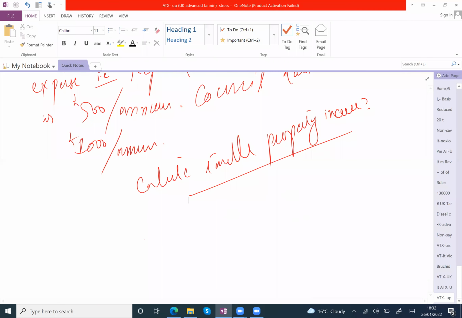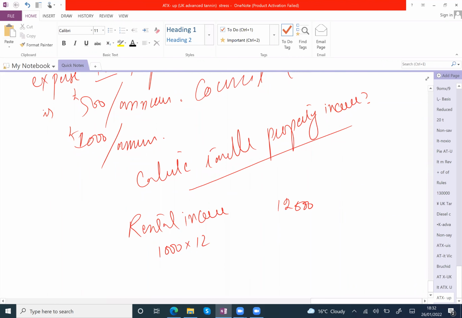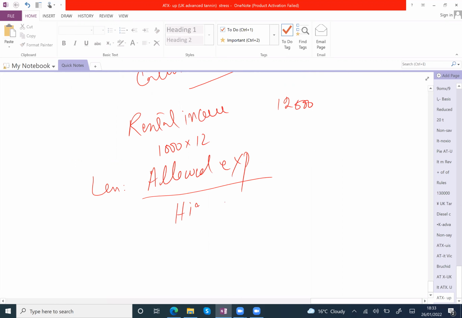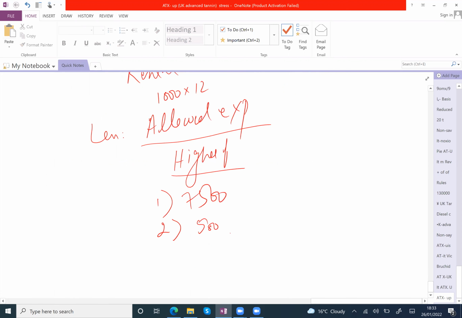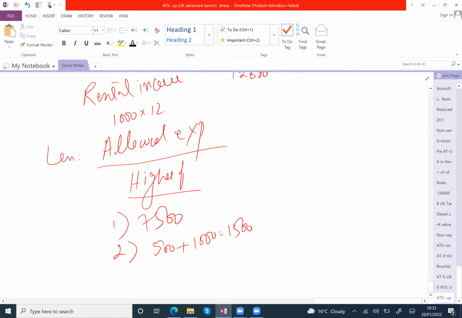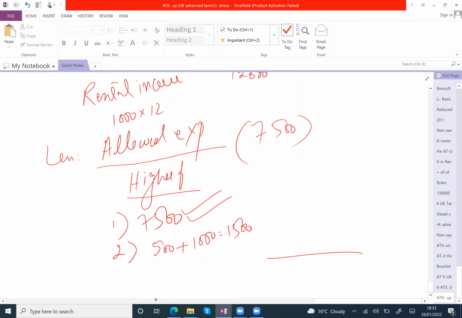So what is rental income? 1,000 into 12, 12,000, less allowed expenses. And you know, when rent a room relief is available, then allowed expense will be the higher of: number one, 7,500, and number two, actual allowed expense. And in this question, 500 plus 1,000, both are actual allowed expenses, meaning 1,500. Choose the higher of which is 7,500. So deduct 7,500. And what is the property income?